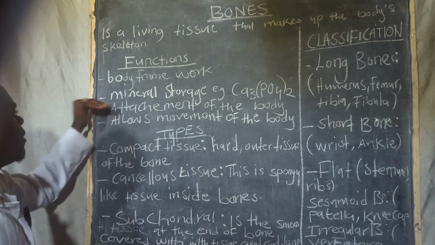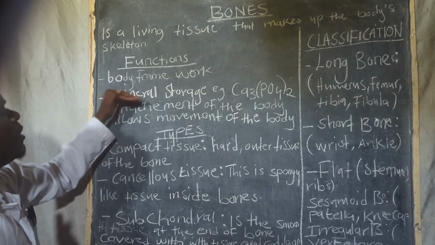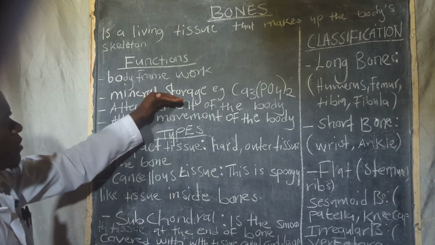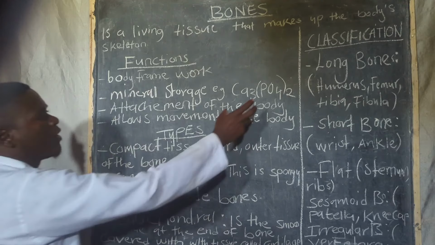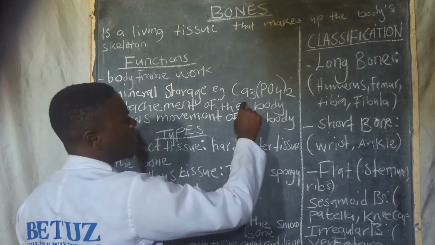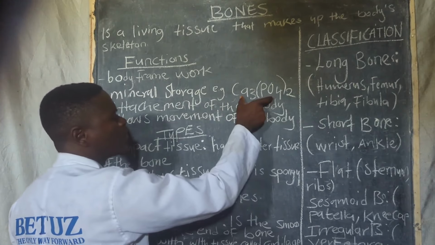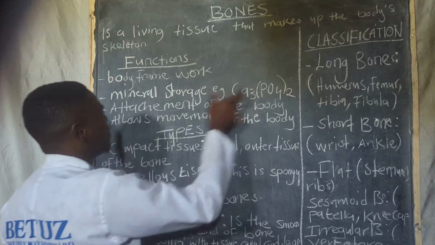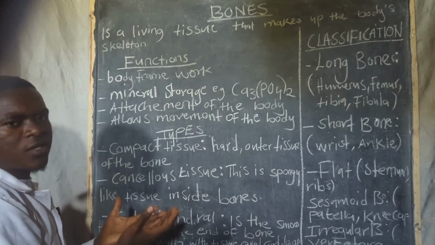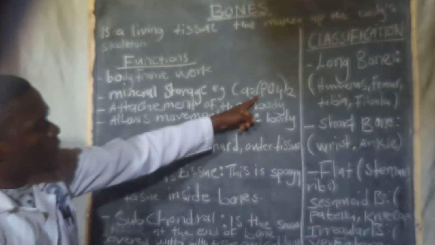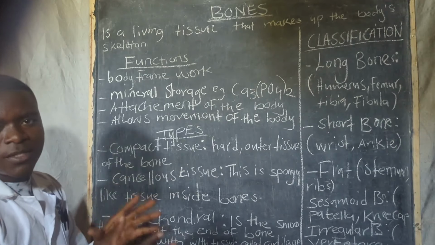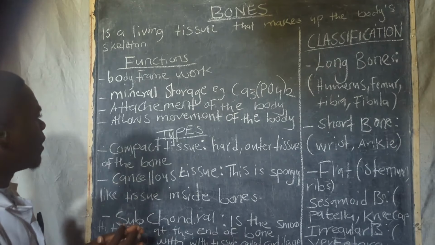Another function is that they store what? Mineral storage. There is a storage of minerals. An example of a good mineral that we can talk about is calcium phosphate. So calcium phosphate is found in what? In bones. So the function is to store what? Minerals. One of them is calcium phosphate. This is what you need to know and understand.